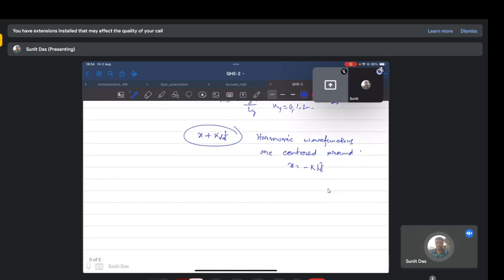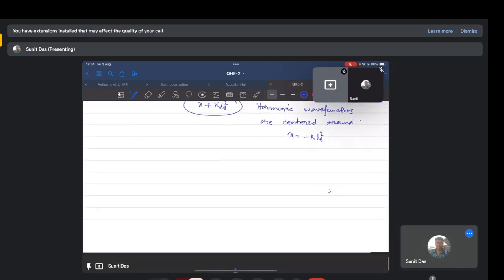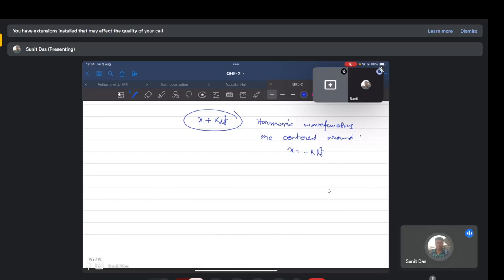So it's simple to see because e to the power minus x square by a square is our conventional, let's say, harmonic oscillator wave function. Here the wave functions are centered around 0. We can think of this as e to the power minus (x minus 0) square by a square, right? So centered around x equal to 0. Here this is centered around x equal to minus k l_B square. So these are localized, exponentially localized rather, along the x direction.